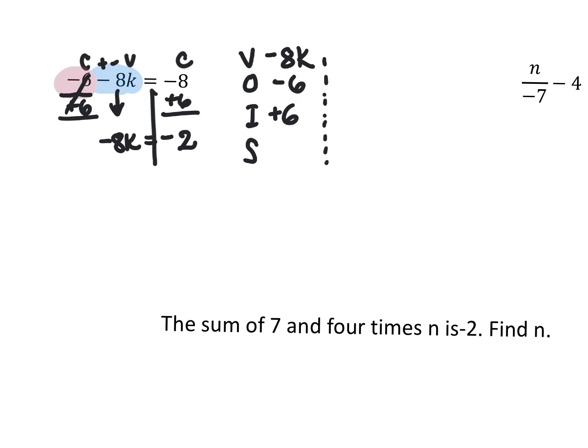So I've gone ahead and done that. I added the 6. It leaves me with a negative 8K on the left. It leaves me with a negative 2 on the right. Use your calculator for these integer problems if you're uncertain, and it's perfectly okay. That's one of your resources.